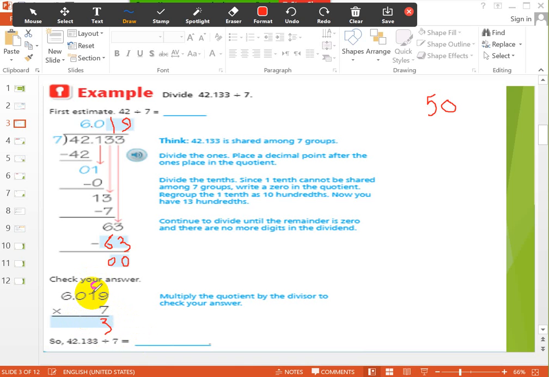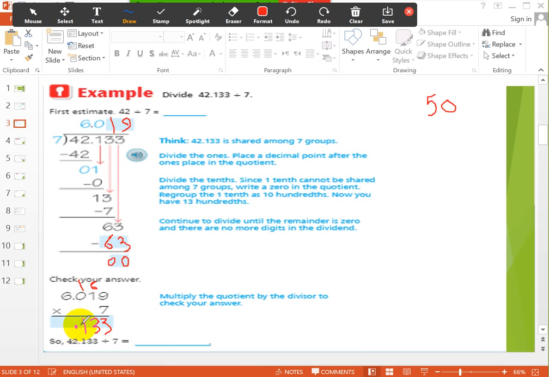Now 7 multiply 1 equals 7 plus 6 equals 13. So I will put 3 here and 1 above the 0. Now 7 multiply 0 equals what? Equals 0 plus 1 equals 1. Look, after that I have the decimal point, so I have to put it right here in the answer.